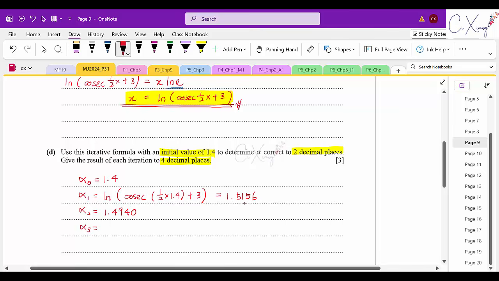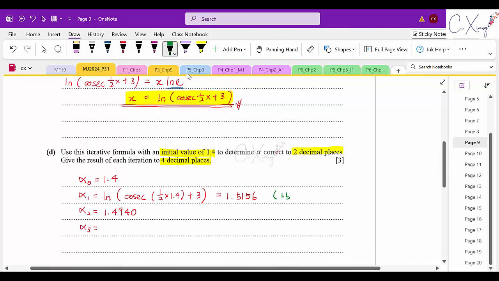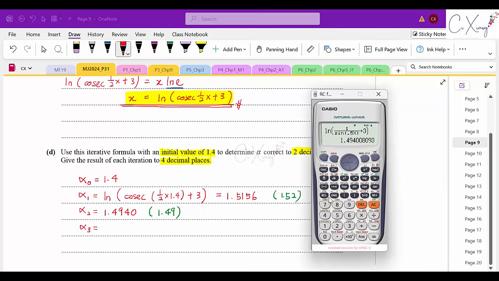You have to repeat this process until we get the 2 decimal places answer repeated. So you compare 1.5156 and 1.4940. The 2 decimal places answer is not repeated yet, because this one gives you 1.52 and this one gives you 1.49, right? So you have to continue until you get the 2 decimal places answer repeated. Press calculate again, key in the value 1.4940, then press the equal sign.